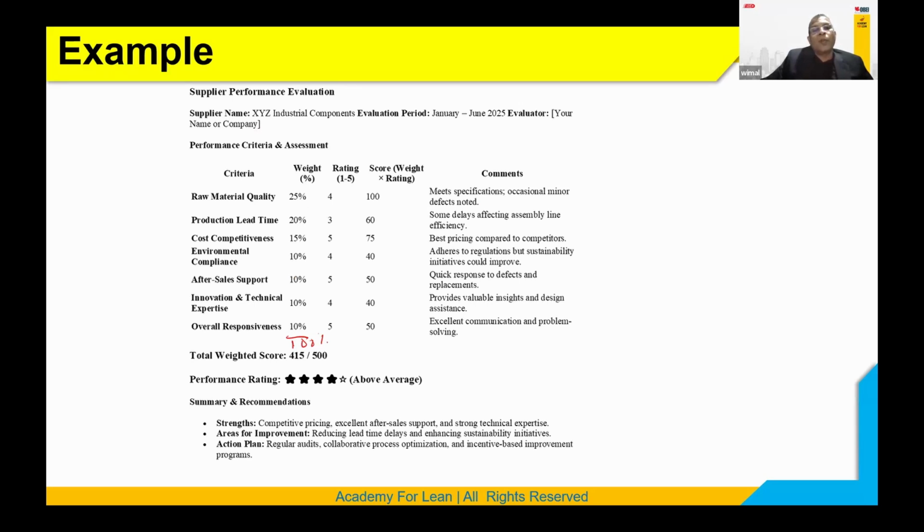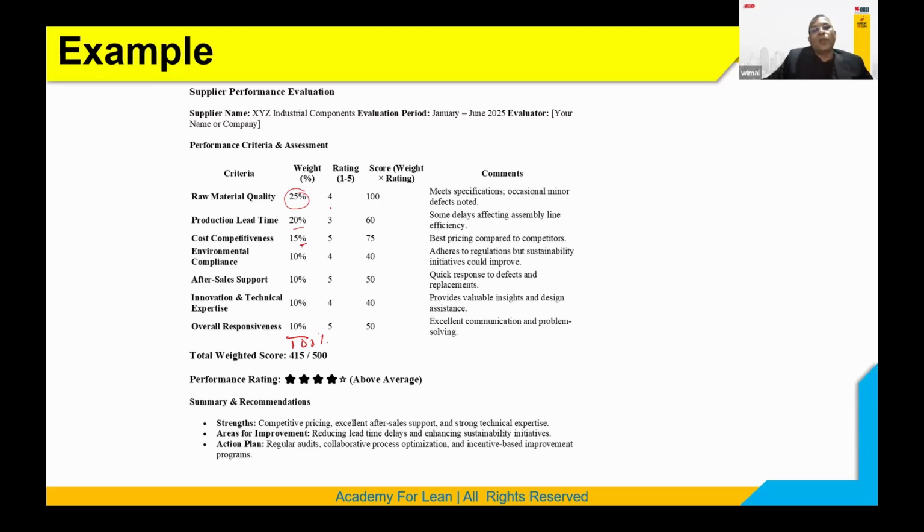In this particular example, we have given 25% for raw material quality weightage, then production lead time 20%, cost competitiveness 15%. Likewise, we have given each area based on the priorities. These numbers are flexible. You can decide based on your priorities. And in each area you have to measure the performance on a 1 to 5 scale, how much you can give.